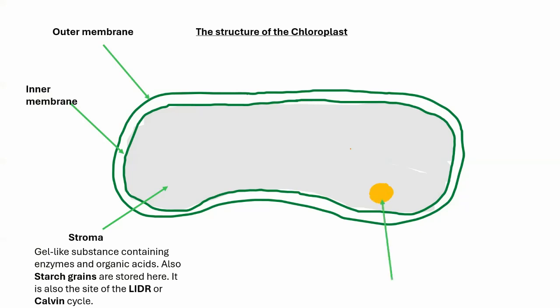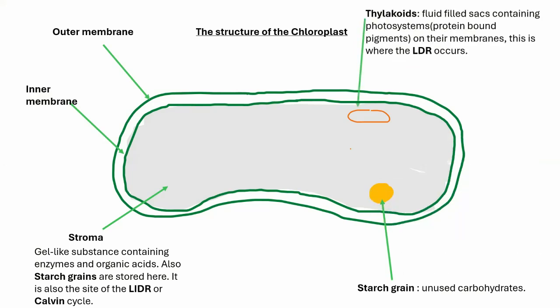Okay, here's an unused starch grain. Then we have the thylakoids. These are membrane-bound sacs filled with a fluid, but also they carry photosystems on their membrane. That's proteins bound to a pigment like chlorophyll a or b, and that's where the light is absorbed and the light-dependent reaction occurs. Now, they don't occur in ones, these thylakoids. They occur in stacks, like putting 10-pence pieces or £1 coins on top of each other, and we call these granum. Granum for singular, plural grana, which is a stack of thylakoids.